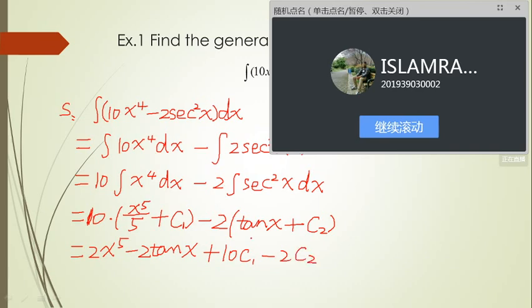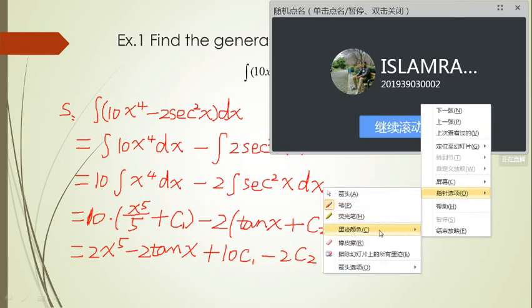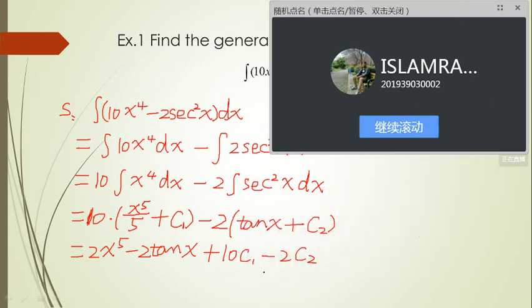So here, how can we deal with the constant 10c1 minus 2c2? Actually, we don't care about the specific value here, okay? We don't care about the number you get here. We can just combine them as a constant c. We combine this term and use a constant c to denote that. So the final answer should be 2 x to the 5 minus 2 tangent x plus c.